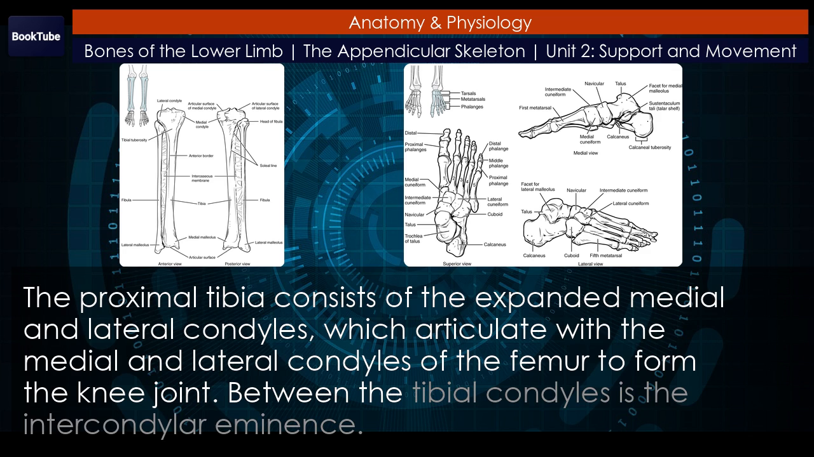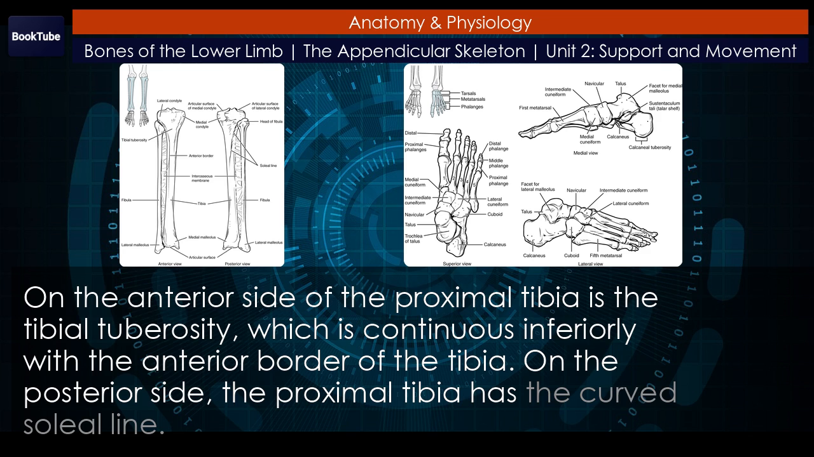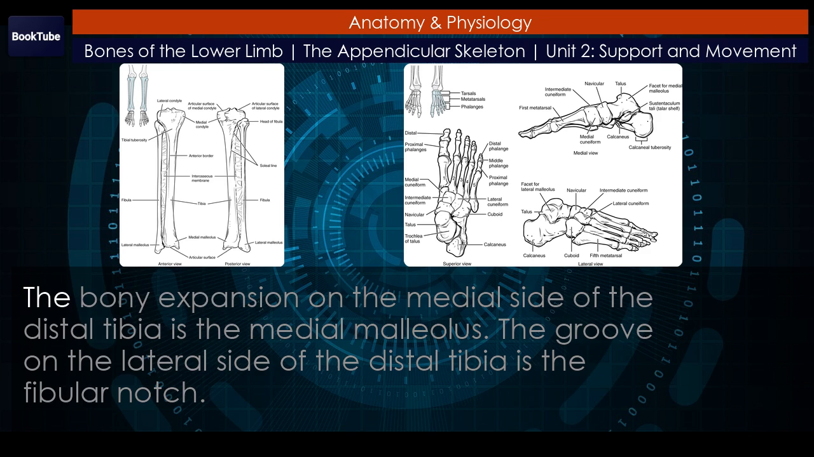Between the tibial condyles is the intercondylar eminence. On the anterior side of the proximal tibia is the tibial tuberosity, which is continuous inferiorly with the anterior border of the tibia. On the posterior side, the proximal tibia has the curved soleal line. The bony expansion on the medial side of the distal tibia is the medial malleolus. The groove on the lateral side of the distal tibia is the fibular notch.